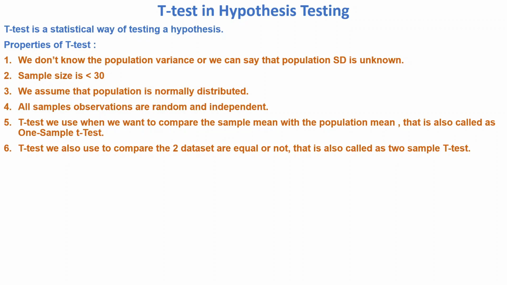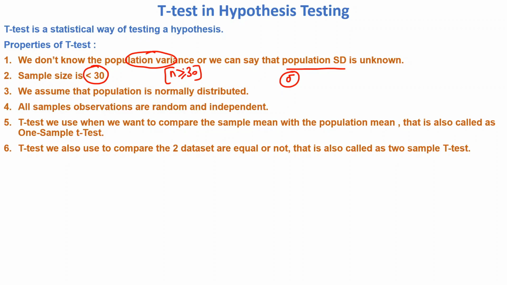Let's understand that. In our last video, we discussed that we use the z-test when we know the population variance and when the sample size is greater than or equal to 30. So we use the t-test when we don't know the population standard deviation or population variance. It means if the population standard deviation is not given and the sample size is less than 30, then we use the t-test.